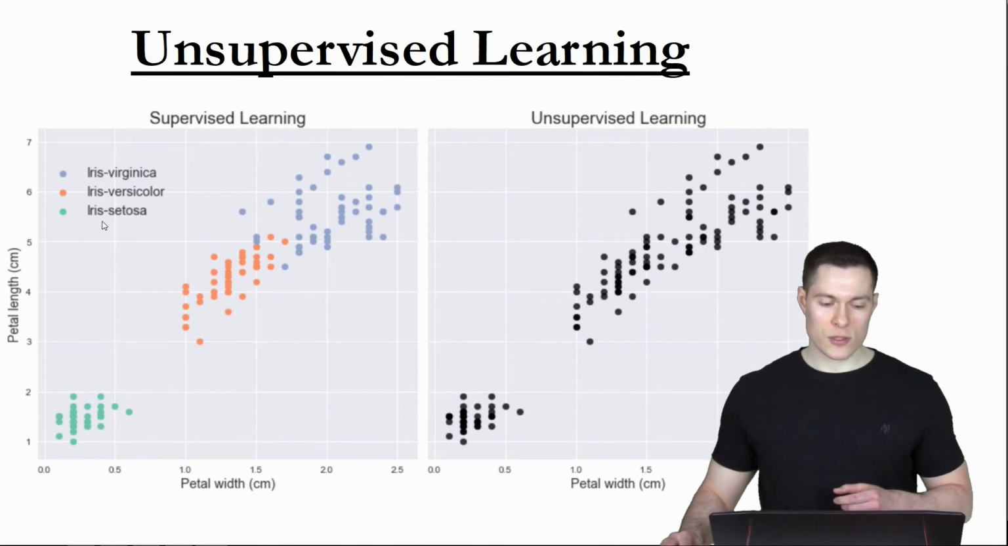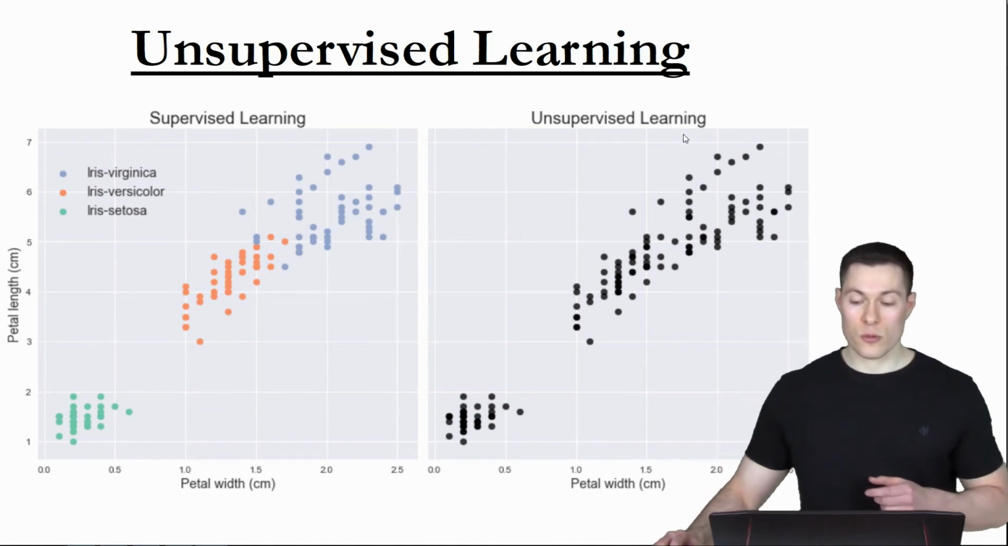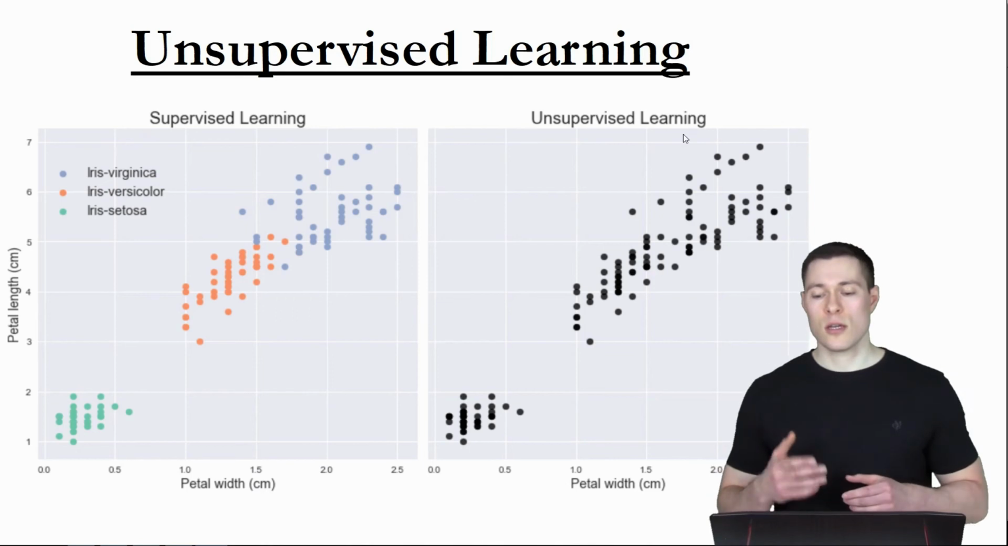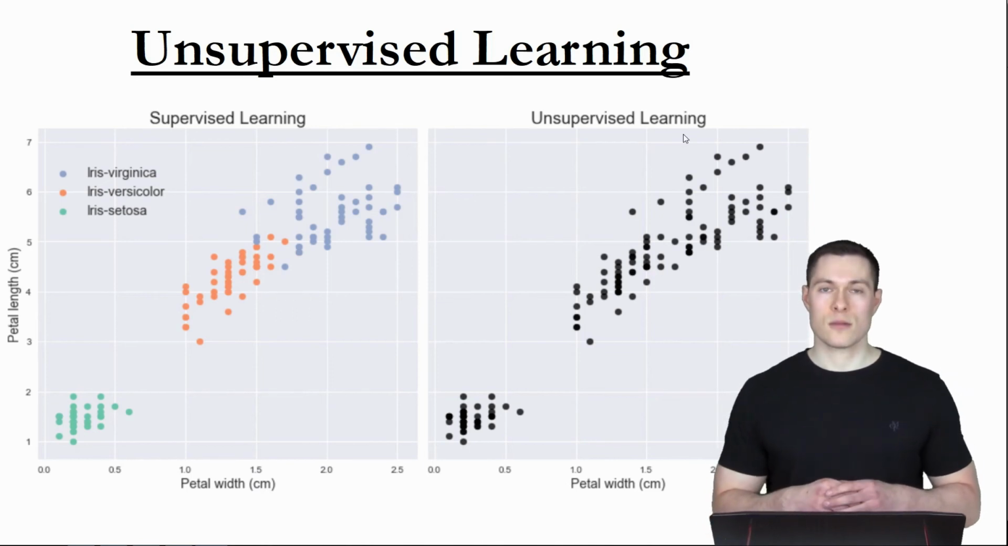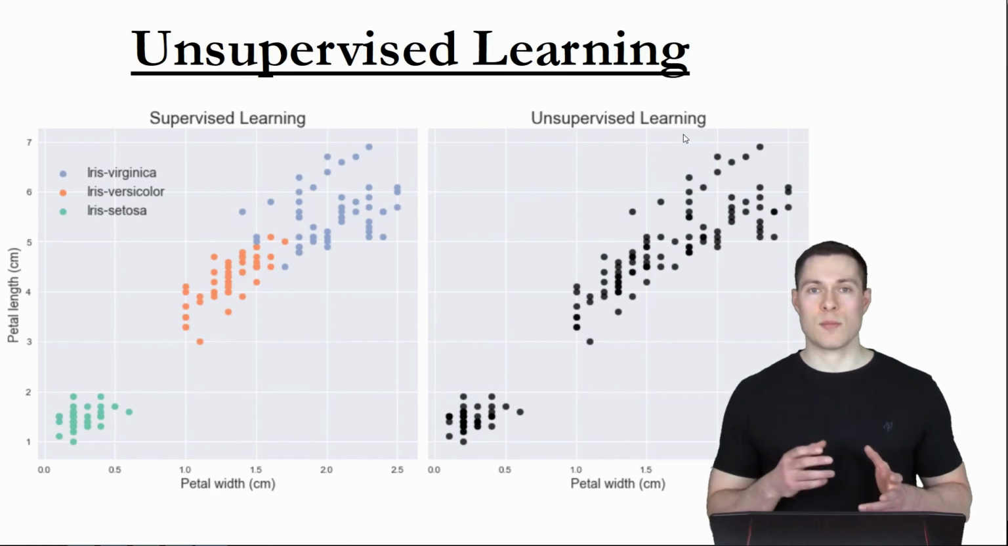The green dots are Iris setosa flowers, the orange ones Iris versicolor, and the blue ones Iris virginica. So this left scatter plot represents our supervised learning case, and on the right side we have the unsupervised learning scenario, where there are no labels, which is why all the dots have the same color. And what the algorithm now tries to do is to identify groups of flowers that seem to be similar to each other and that might fall into the same class.